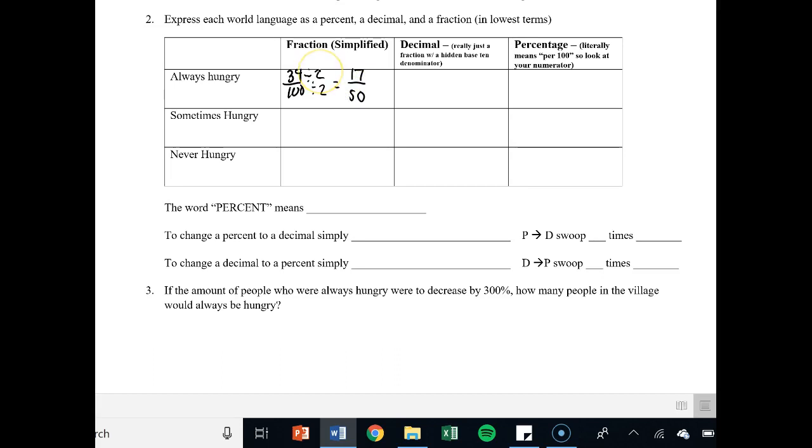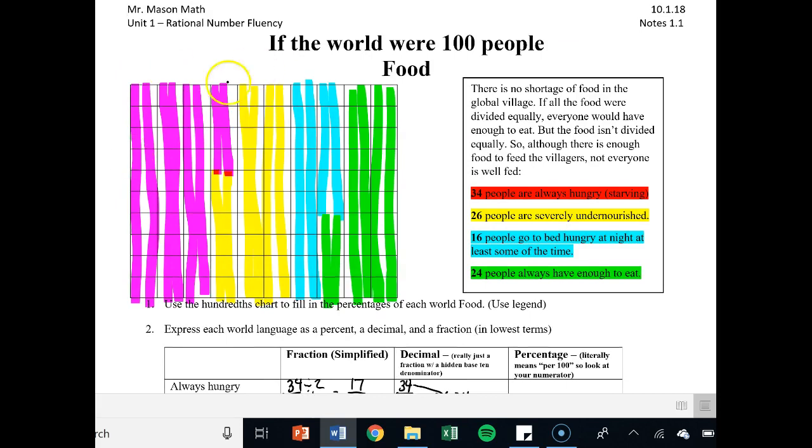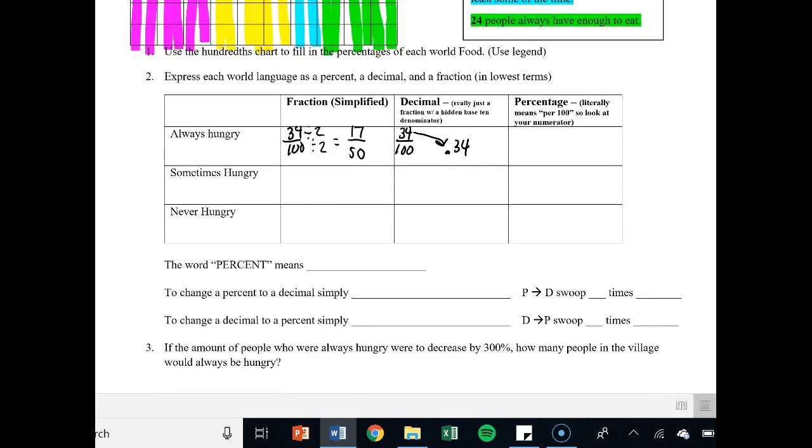For a decimal, basically a decimal is really just a fraction with a base 10 denominator, but without the denominator. So 34 over 100 is just 0.34. And a percentage means literally per 100. So if I look up here and I have per 100 boxes, it means how many boxes did I shade in? Well, I shaded in 34 out of 100. Per 100, that means that's 34%.